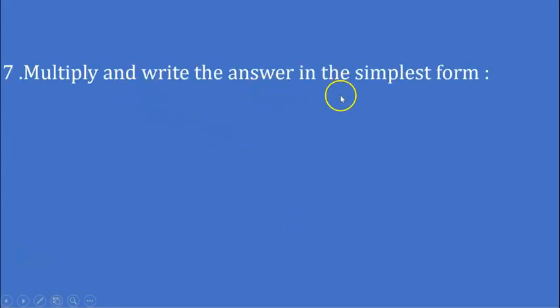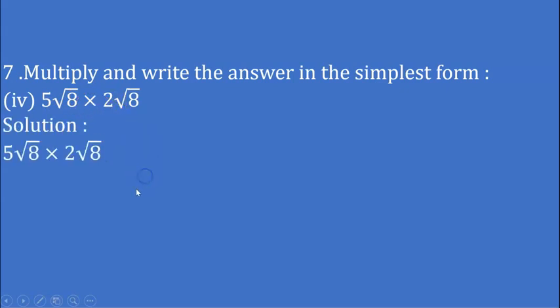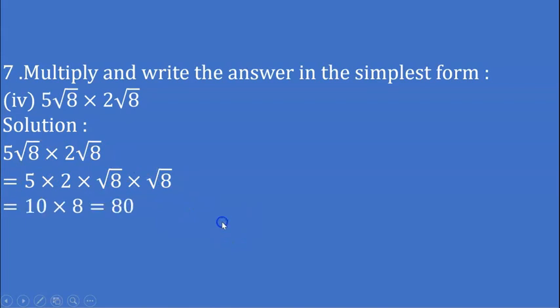Multiply and write the answer again in the simplest form. Next, 5 root 8 into 2 root 8. It's very easy. Now here 5 into 2, root 8 into root 8. Root 8 into root 8 means what? 8. Okay. 5 into 2 is 10. 10 into 8, you will get 80. And hence the answer is 80.